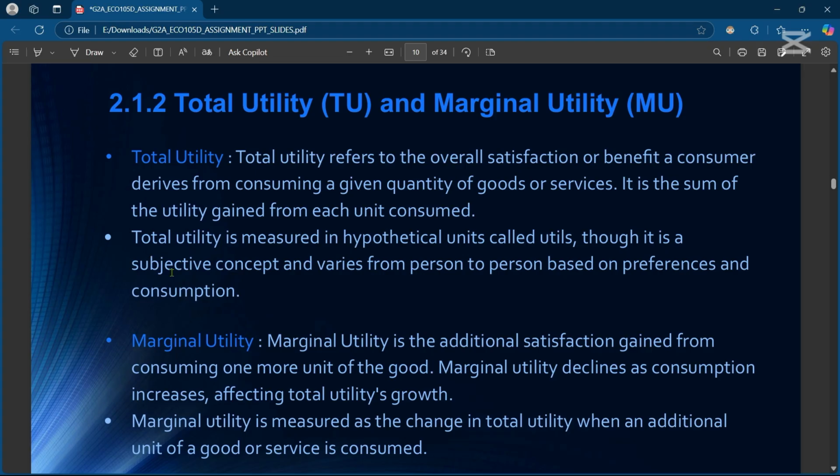Okay, if I provide an example, if eating the first chocolate gives 10 utils and eating a second chocolate increases total satisfaction to 18 utils, the marginal utility of the second chocolate is 8 utils, whereas the total utility is 18 utils.